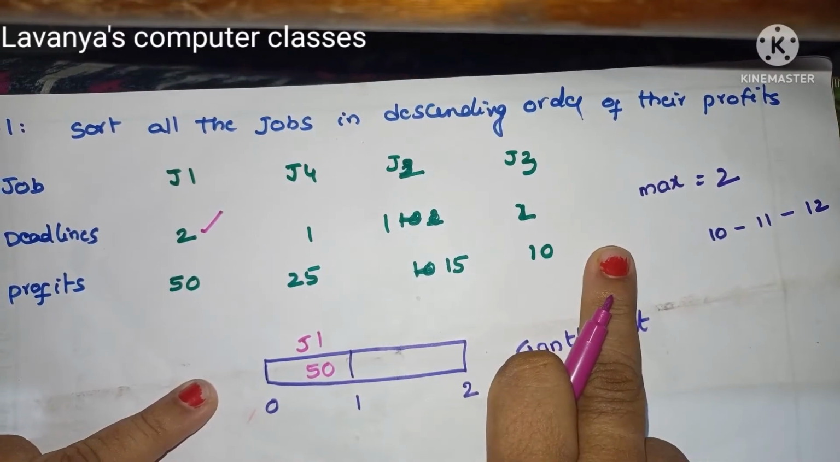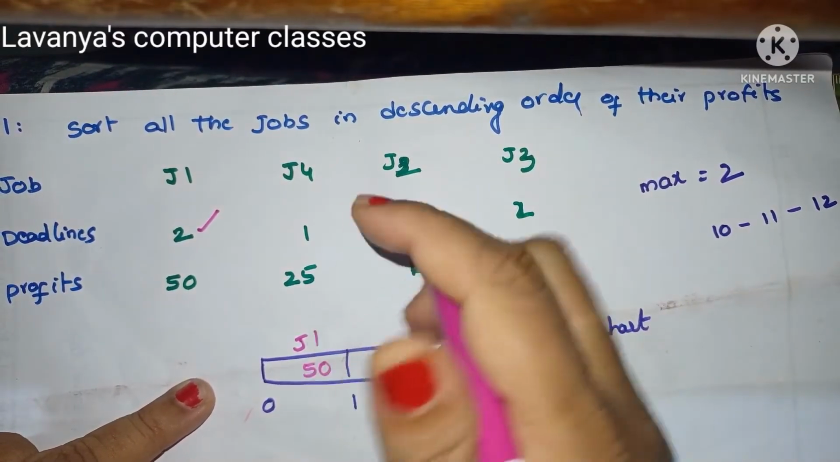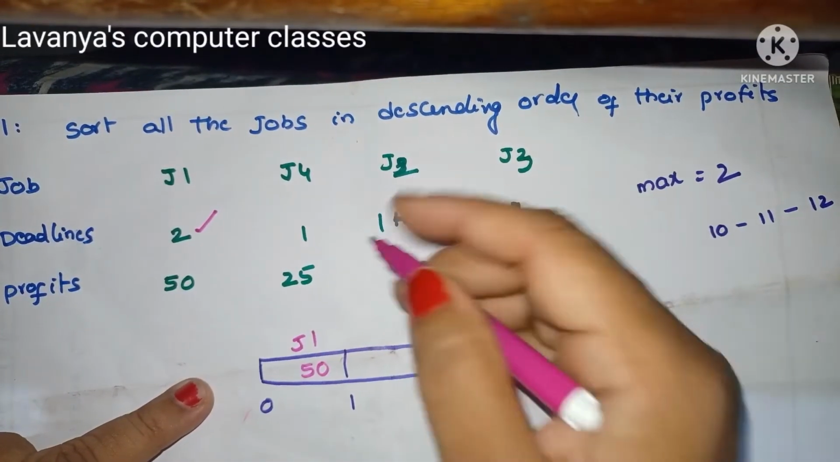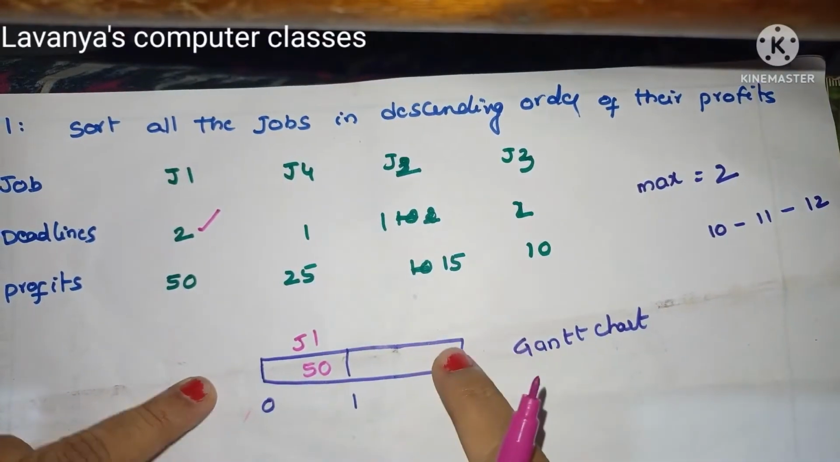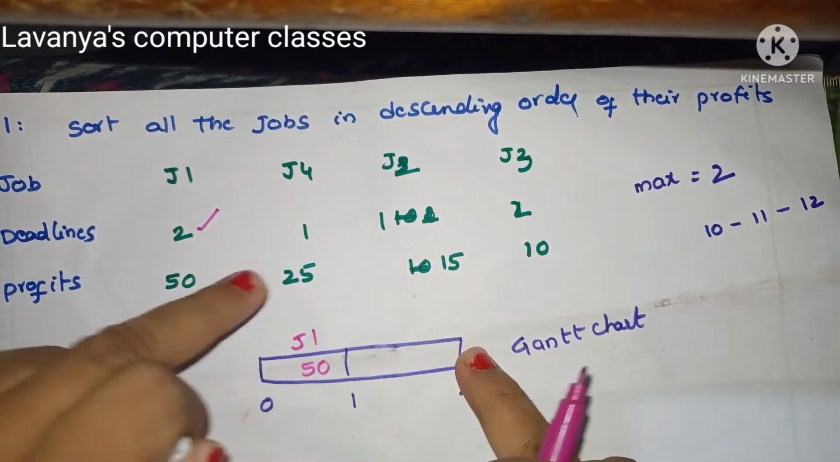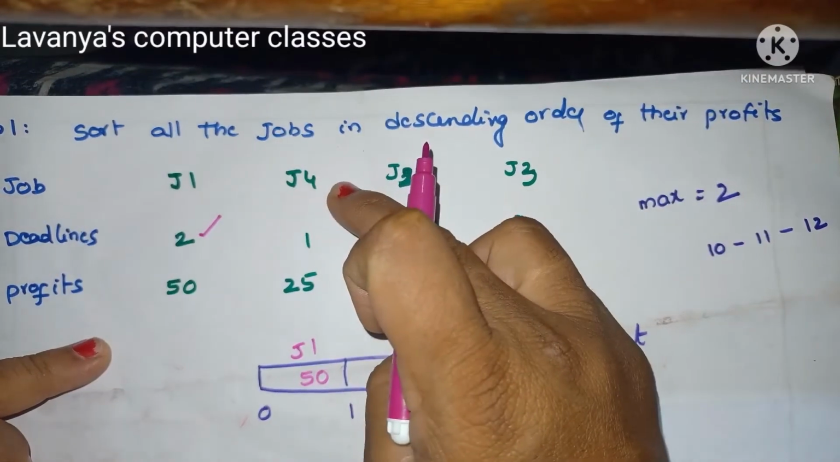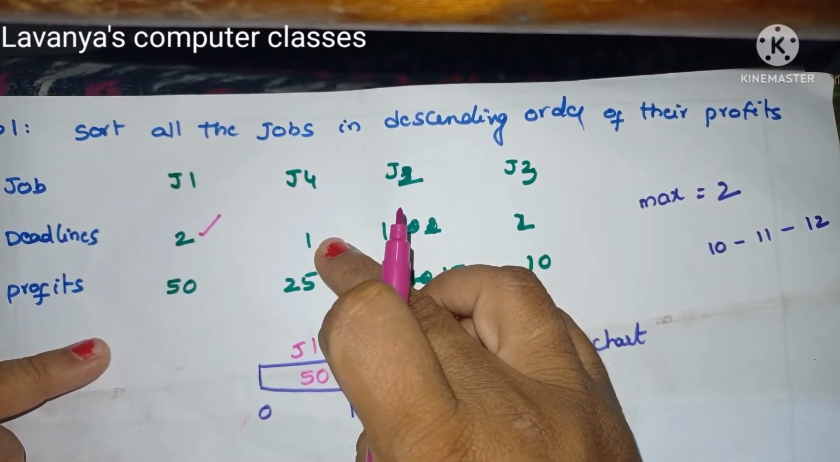Next, check which one is the highest profit. Anyway, it is already in descending order. The next profit is 25, but we should check the deadline also. What is the J4 deadline? J4 deadline is 1.